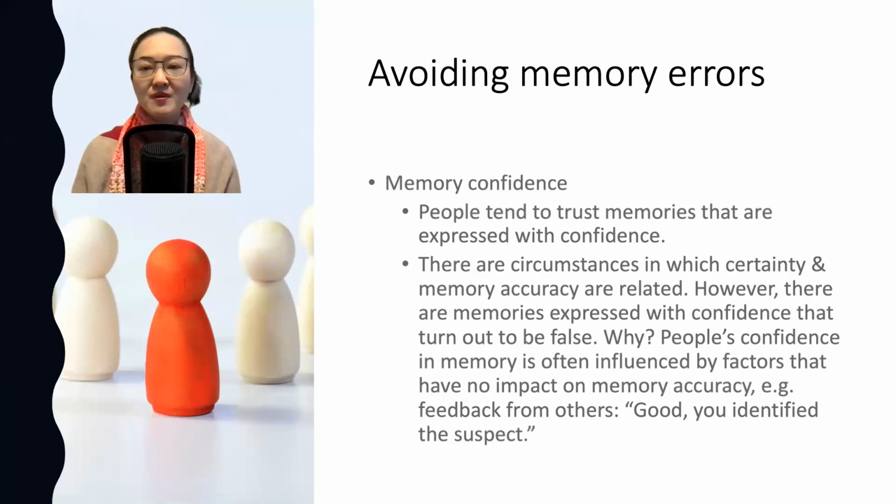Why? People's confidence in memory is often influenced by factors that have no impact on memory accuracy. For example, feedback from others, like, "Good, you identified the suspect." That was the feedback, although it might be true or not, whether that person was a suspect.